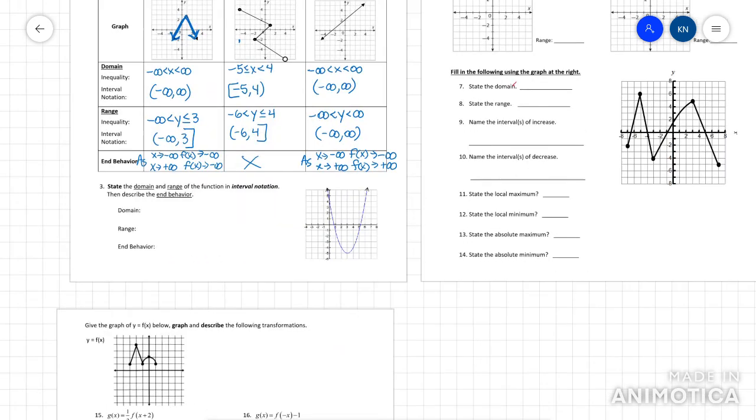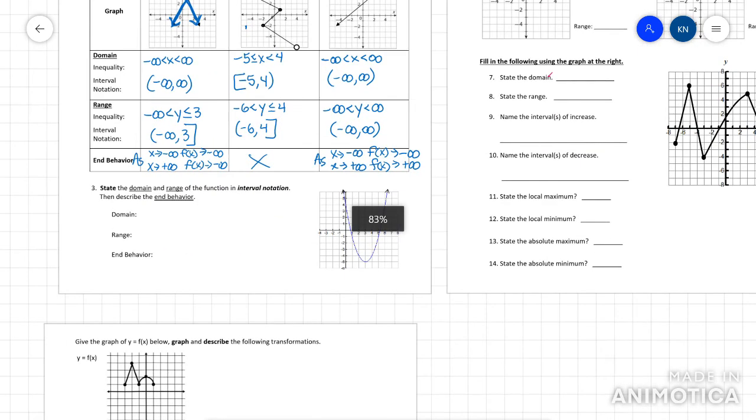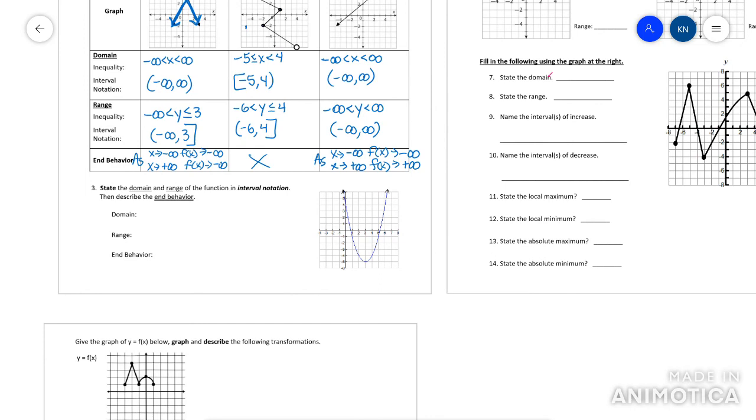Okay, state the domain and range of the function in interval notation, then describe the end behavior. So the domain in interval notation would be how far left it goes, how far right it goes. It goes left forever, right forever. So the domain is all reals, and in interval notation, that's parentheses -infinity, +infinity, like that.